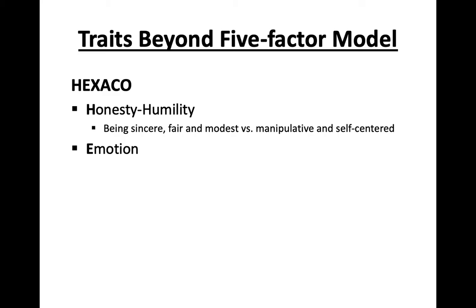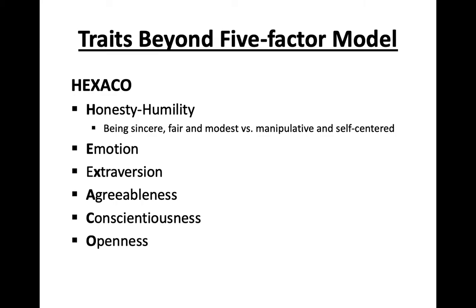The other dimensions are very similar. The emotion dimension is similar to neuroticism, and then we see extroversion, agreeableness, conscientiousness, and openness. So what you can see is that we have the same Big Five dimensions, only neuroticism is relabeled as emotion, and then we have the addition of the honesty and humility dimension.